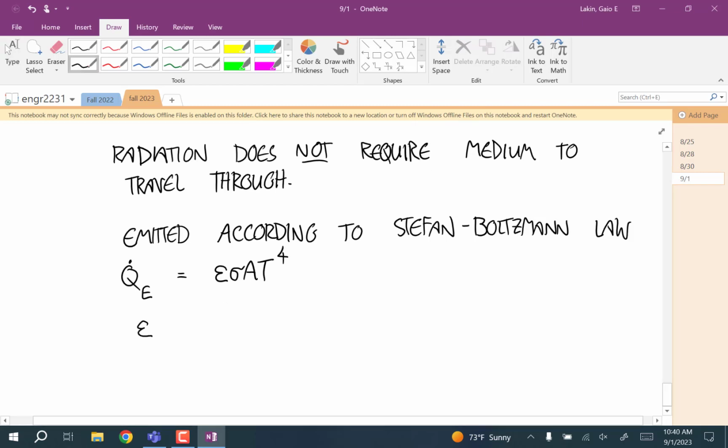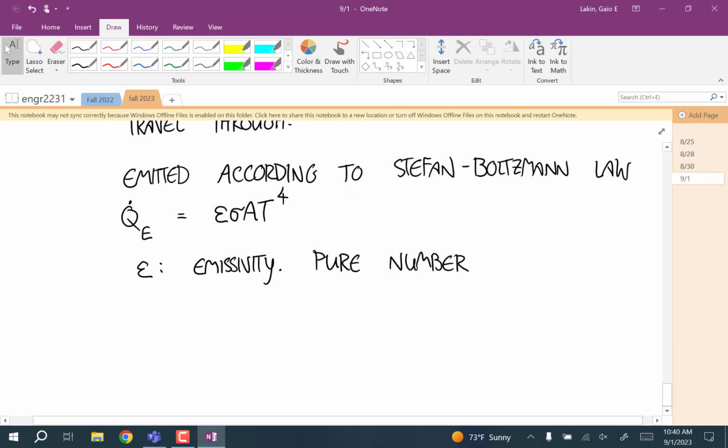And this epsilon is called the emissivity. It's a pure number between 0 and 1. A matte black has an emissivity of 1, so it's very good at emitting radiation. Shiny white has an emissivity of 0.